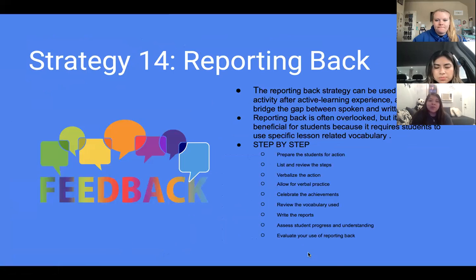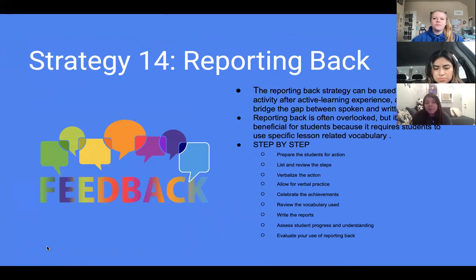Now we're going to go over strategy 14, which is reporting back. The reporting back strategy can be used as a follow-up activity after an active learning experience. It helps bridge the gap between spoken and written language. Reporting back is often overlooked, but it's very beneficial for students because it requires students to use specific lesson-related vocabulary.